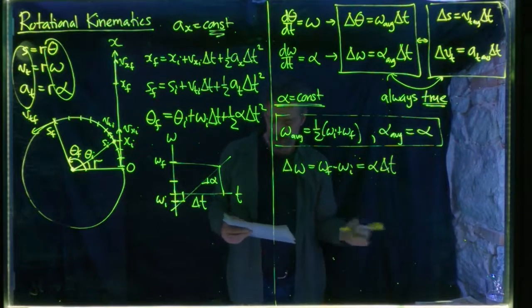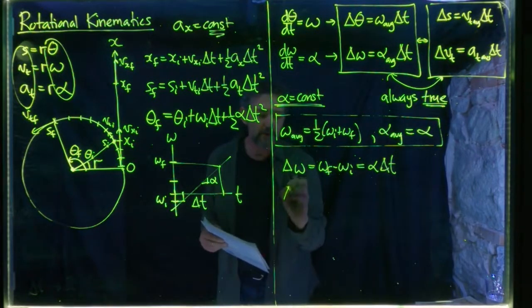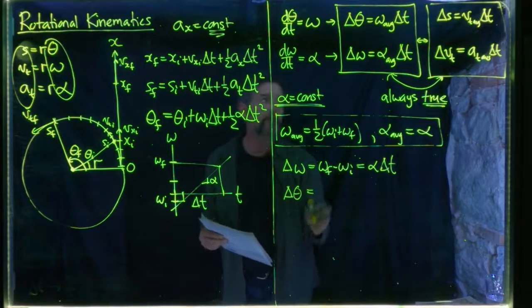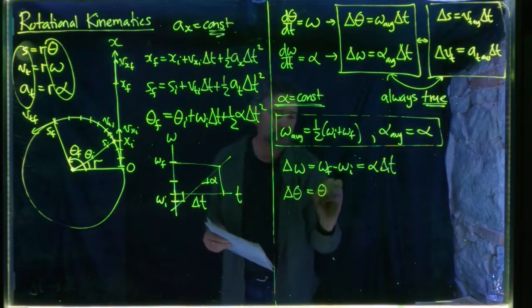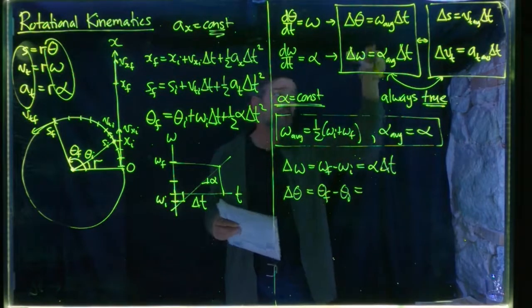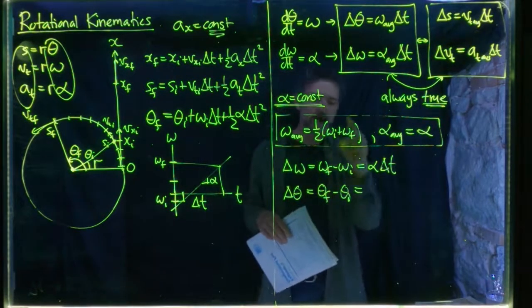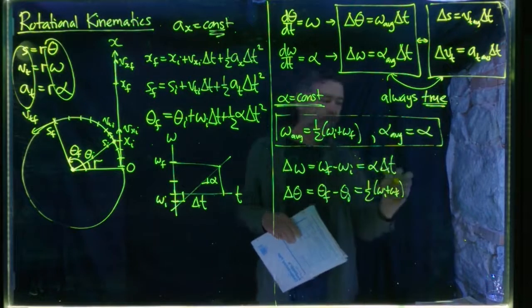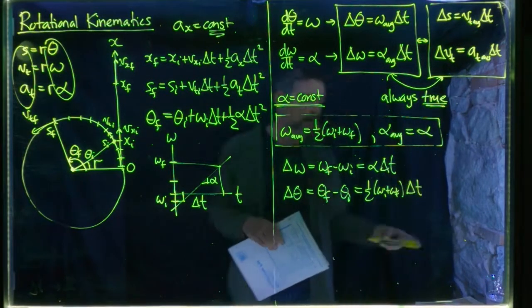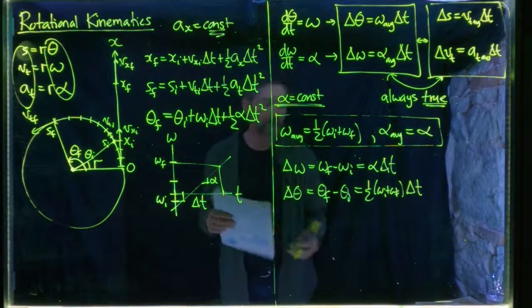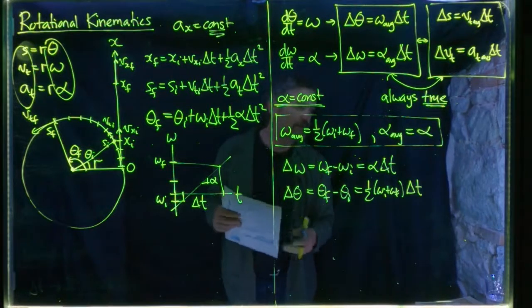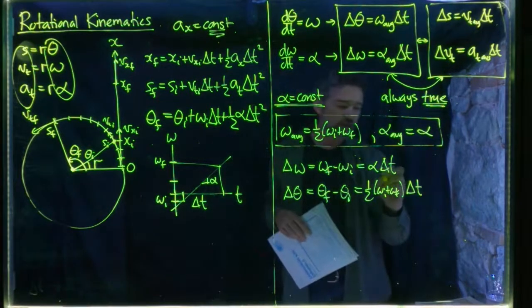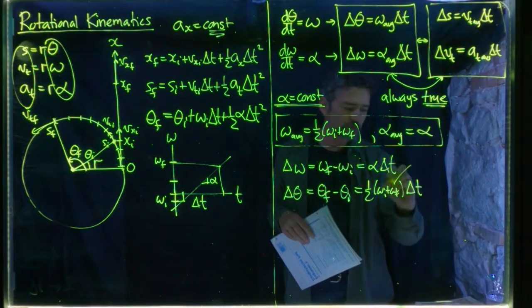And then delta theta, by definition, is the final theta minus the initial theta. Okay, so that is equal to omega average. Well, omega average is 1/2 omega initial plus omega final, times delta t. Okay, now we can stop there, but suppose that we know omega final, but we don't know omega initial. So suppose that this one is known.